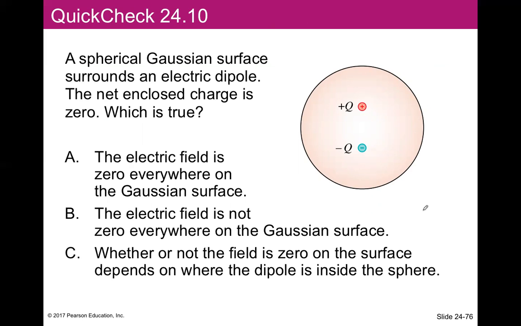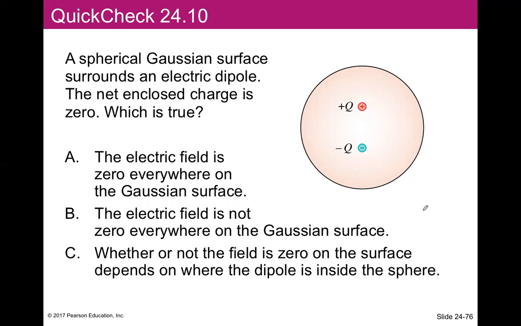This is a quick question. A spherical Gaussian surface around a dipole. Net charge is 0. So what is true? Who's going to choose A or B or C?